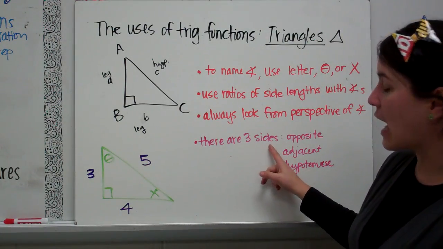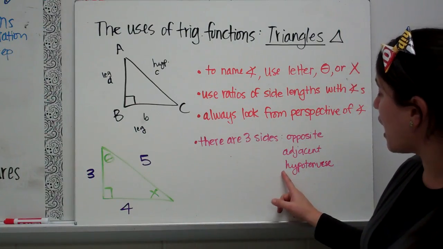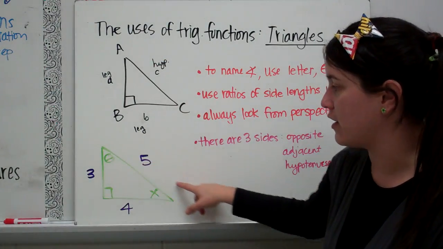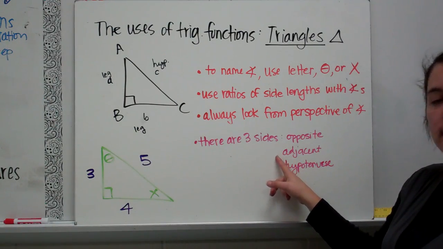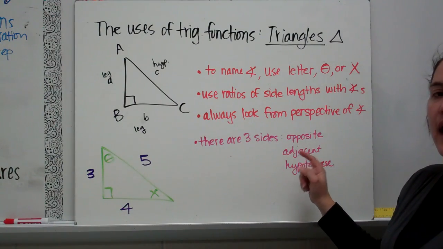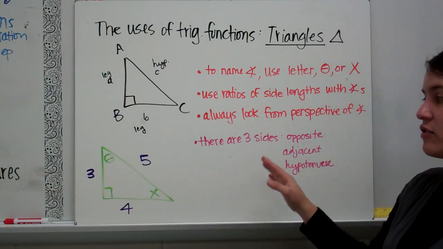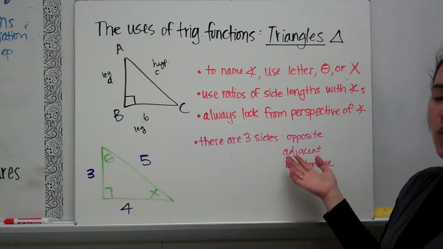And there are 3 sides when we talk about the triangle. The hypotenuse is always the longest side. And then one side is called the opposite, one side is called the adjacent. And you can't say that it's always going to be a certain side because it depends on your perspective.